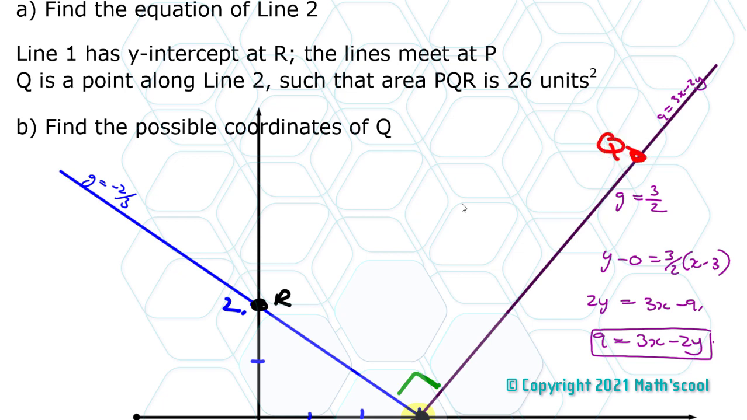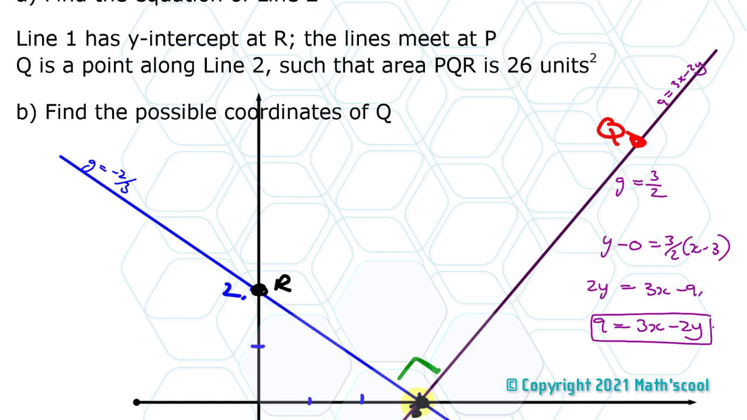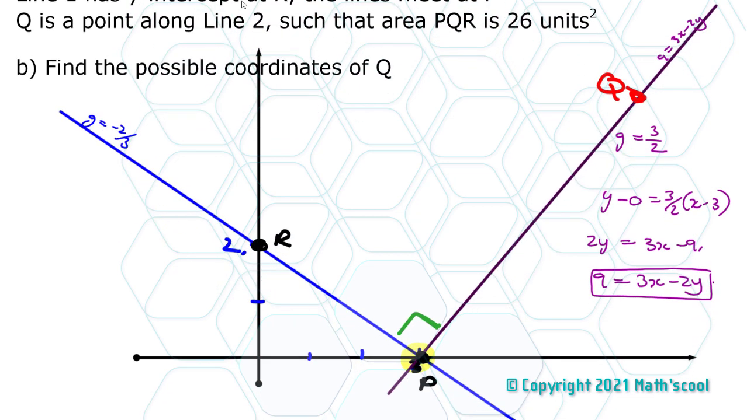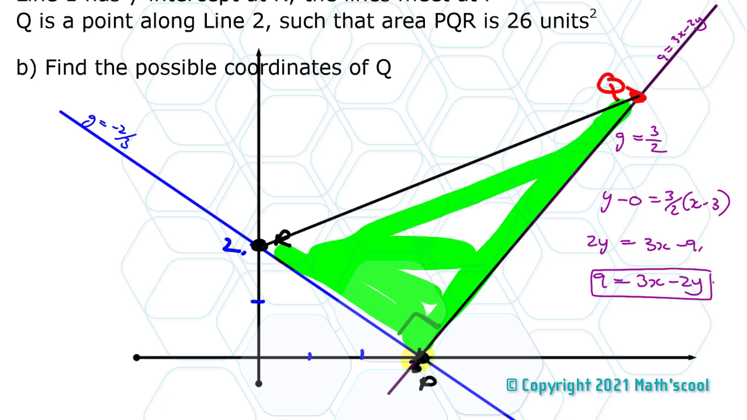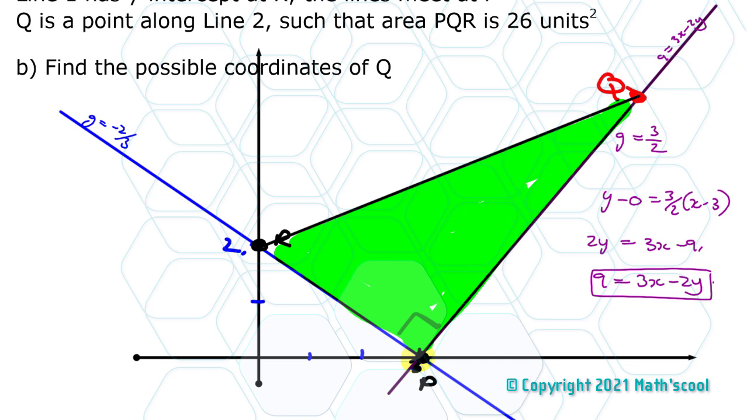Such that the area of triangle PQR. Okay, well, PQR would just be that triangle there, and they want it to have an area. It's a right angle triangle, so we can do area as half base times perpendicular height, and the blue line would be, say, the base, and then the purple line would be, say, the height. And the area is 26. And they want to find the possible coordinates of Q.